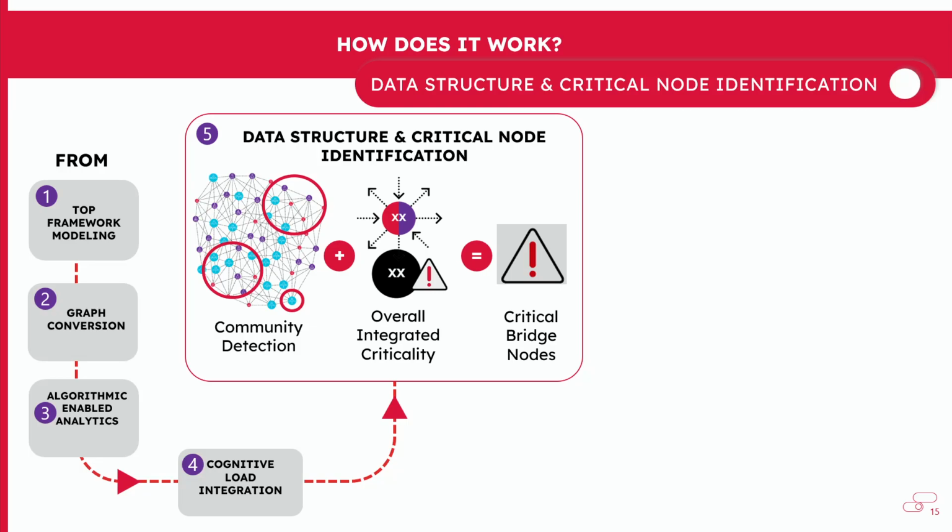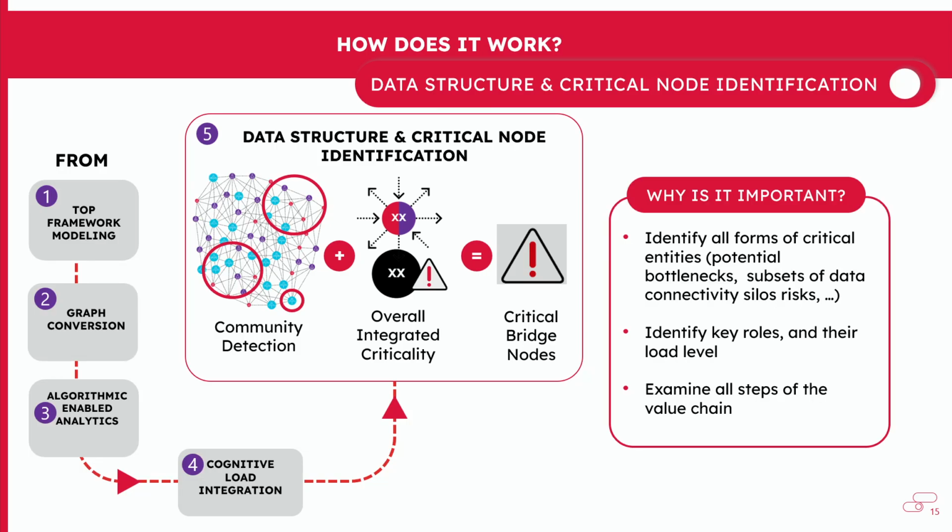These bridge nodes represent nodes that connect weak substructures, as identified in community detection: a weak structure A and a weak structure B. There might be a critical bridge node in the middle of them that could be a highly potential bottleneck and represents a risk not only in performance but also in safety. So the goal of this methodology is to identify all forms of critical entities, potential bottlenecks, subsets, silos, key roles and the load level, and of course to examine all the steps in the value chain.